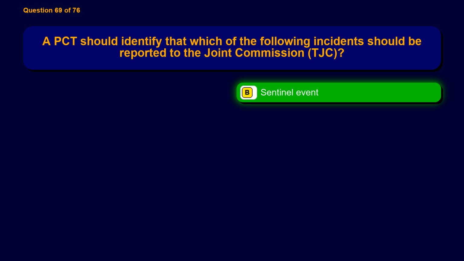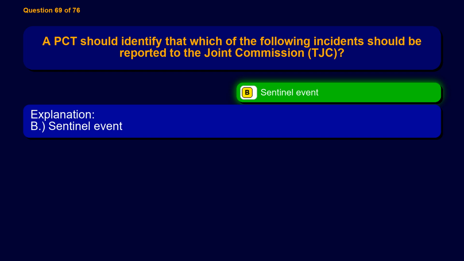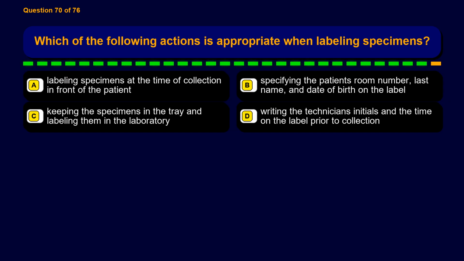The correct answer is option B, sentinel event. Question 70. Which of the following actions is appropriate when labeling specimens? Option A, labeling specimens at the time of collection in front of the patient. Option B, specifying the patient's room number, last name, and date of birth on the label. Option C, keeping the specimens in the tray and labeling them in the laboratory. Option D, writing the technician's initials and the time on the label prior to collection.